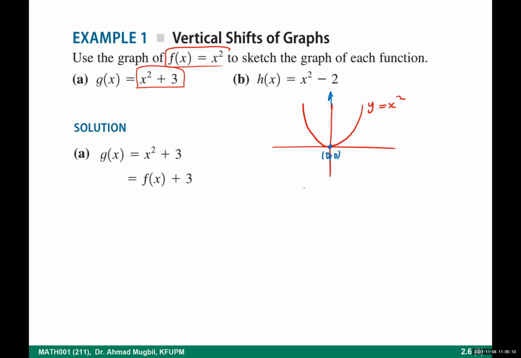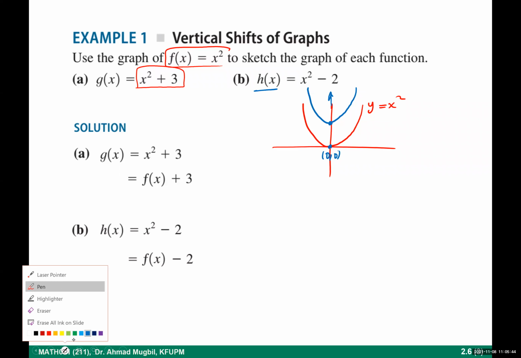It was 0 and 0. Now it will become 0 and 3. x will be unchanged because we are just moving up. So this point will be here, 0 and 3. Now this will be the vertex, and the graph will be like this. So no need to think about more than that point. If you want to verify, you can use it for verification if you want to add one or more points. For the other graph, the graph of h of x, clearly h of x here is just f of x minus 2.